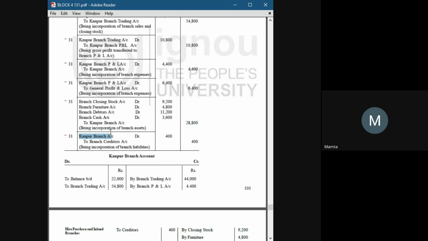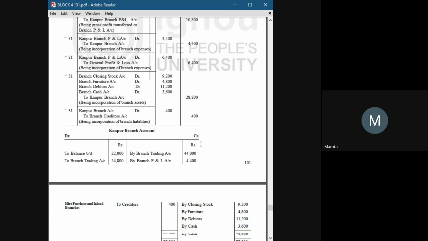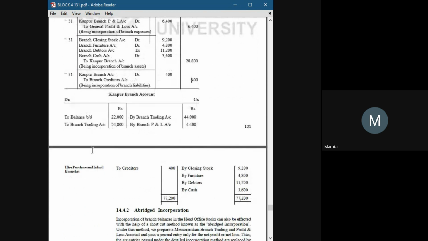Now, for the liabilities, we need to debit the Kanpur branch. So, Kanpur branch account debit 400 to branch creditors. This is the Kanpur branch account. Now you know how to create a branch account, so I'm skipping it.